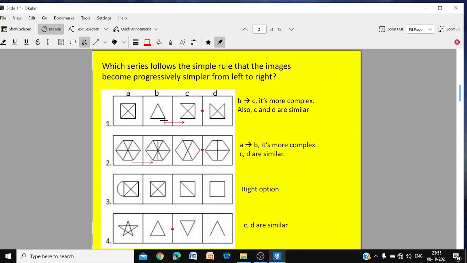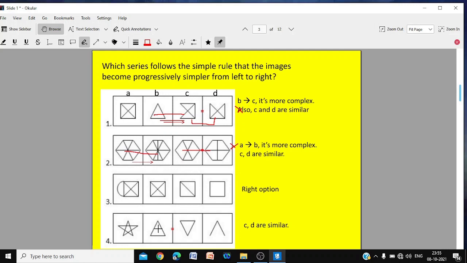Now, here this one. B to C is actually becoming more complicated from here. And these two figures are the same. They are just rotated. So, this is rejected. Here, this one is becoming more complicated because you are dividing them into more number of parts. And this one is the same thing. They are actually the same figure divided into 4 parts. So this is also rejected.